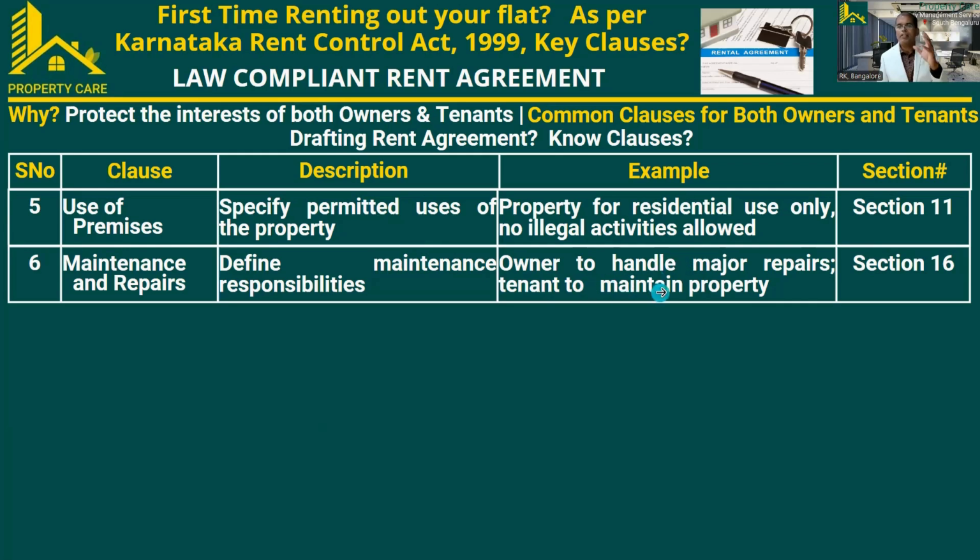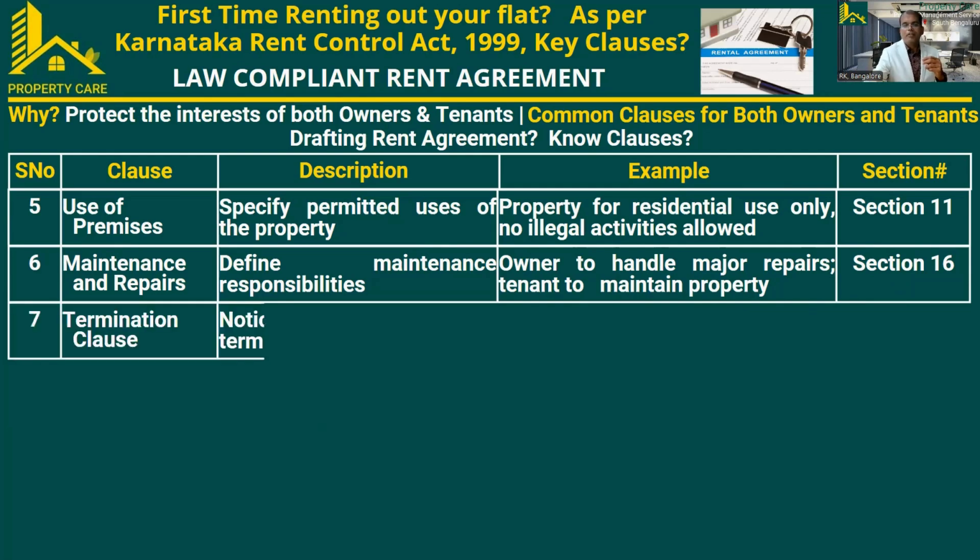Maintaining the property, for example, if a bulb is fused, the tenant should take care of that. Some tap leak, minor fixes, the tenant should take care. If it is a major one, get it approved by the owner and it can be claimed from the owner also. So that is as per section 16. This is the law compliant clause.